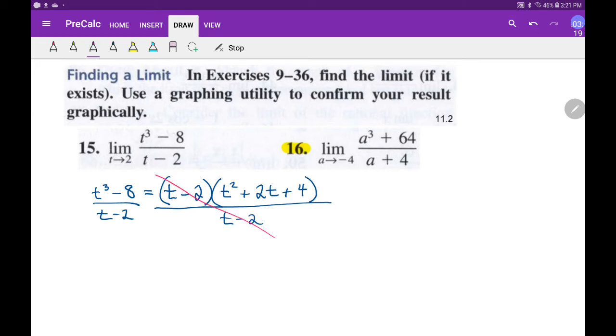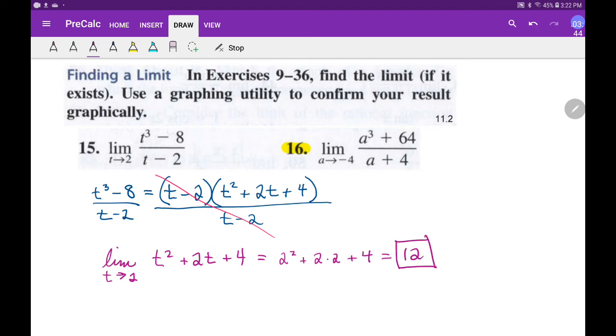How convenient. Now I can say that the limit as t approaches 2 of t squared plus 2t plus 4 is equal to, well, let's see here, 2 squared plus 2 times 2 plus 4. Looks like 12 to me. The limit is 12. And I will use a graphing utility to confirm this. You'll be able to see that even though I'm not allowed to be at 2, the limit is 12. It's not close to 12, it is 12.